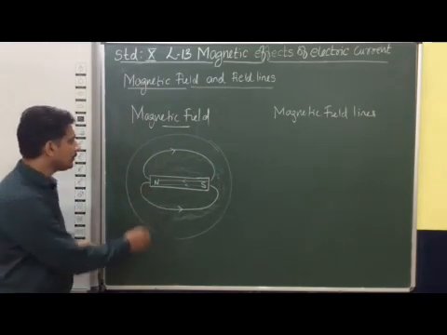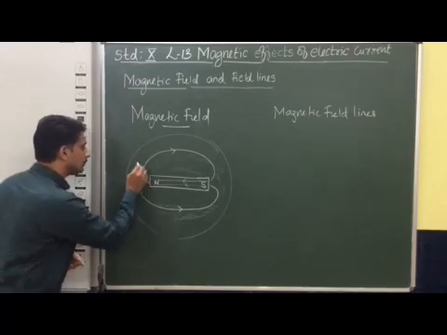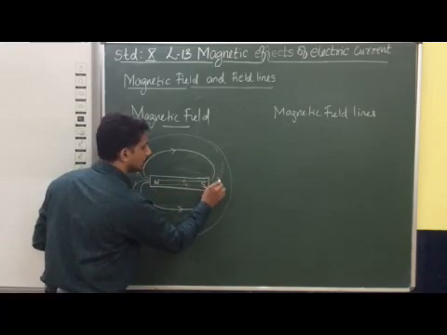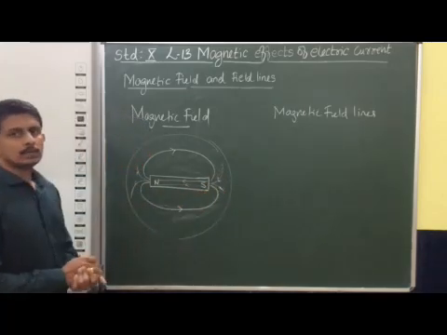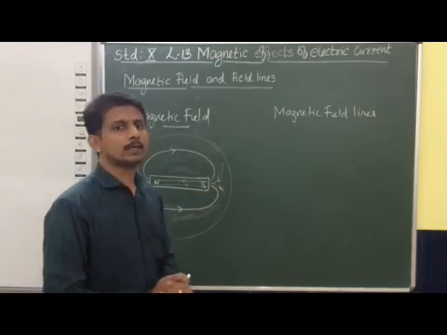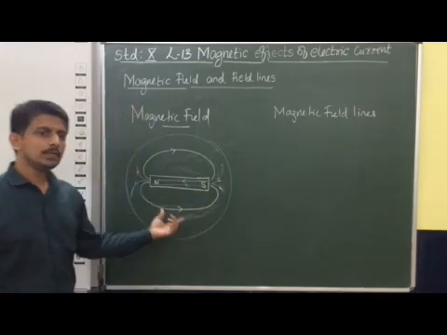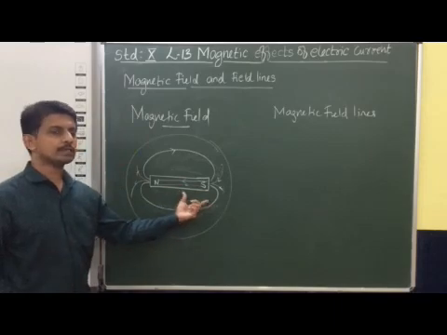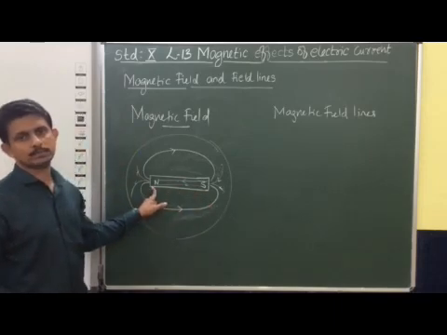That is the reason we can say that the magnetic field lines are more crowded. You can observe that field lines are more crowded at these poles. So this is considered as the second property. We can say that the strength of the magnetic field is more at the poles.